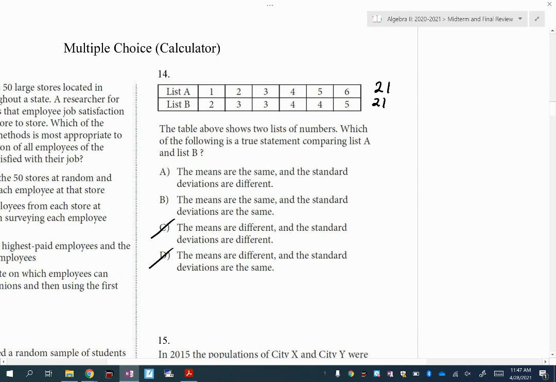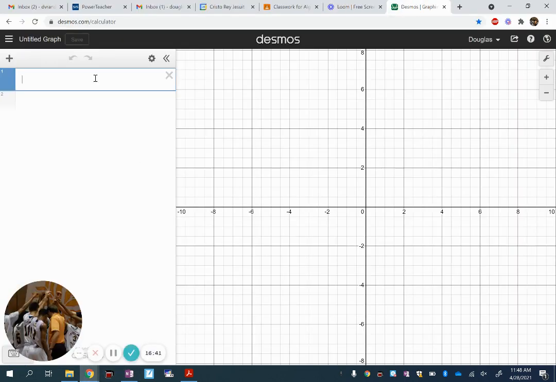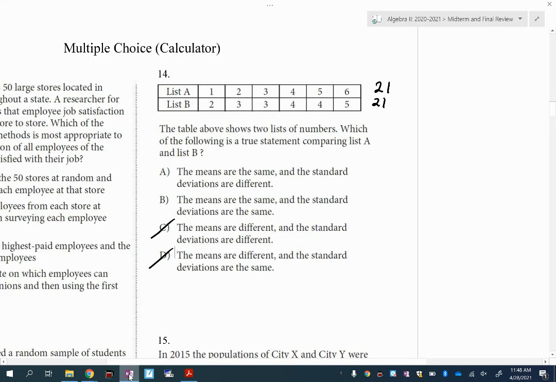Now, in terms of standard deviation, the way that I describe standard deviation for you guys is ultimately it's the average distance of your data values to the mean. All right, so I'll go ahead and show you the mean real quick. I'll use Desmos. So I'm going to take 21 and divide by 6, which gives me 3.5. So the mean for both of these is 3.5.